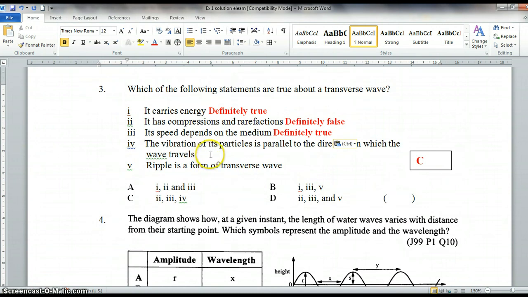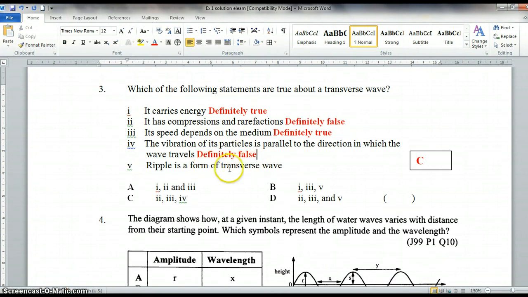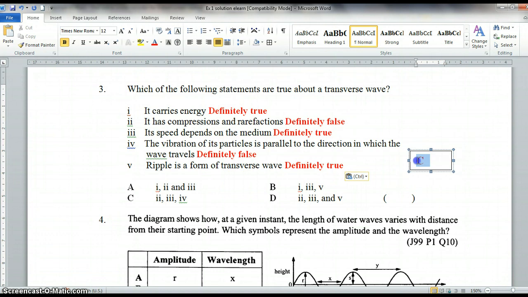Part 4. The vibration of the particles is parallel. Definitely false. This is a longitudinal wave. And lastly, ripple is a form of transverse wave. This is definitely true as well. So the answer is just 1, 3, and 5. Answer B.